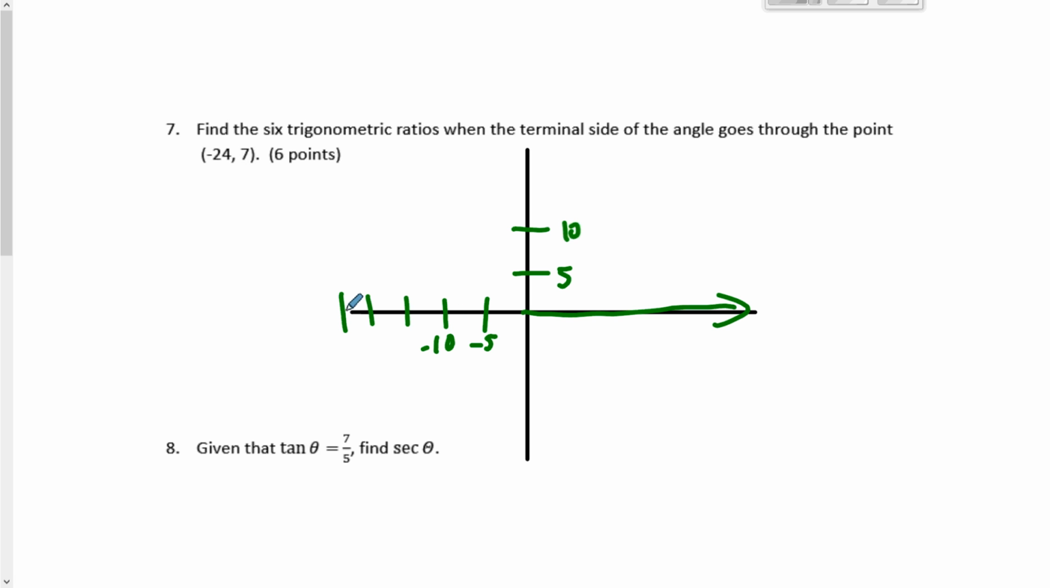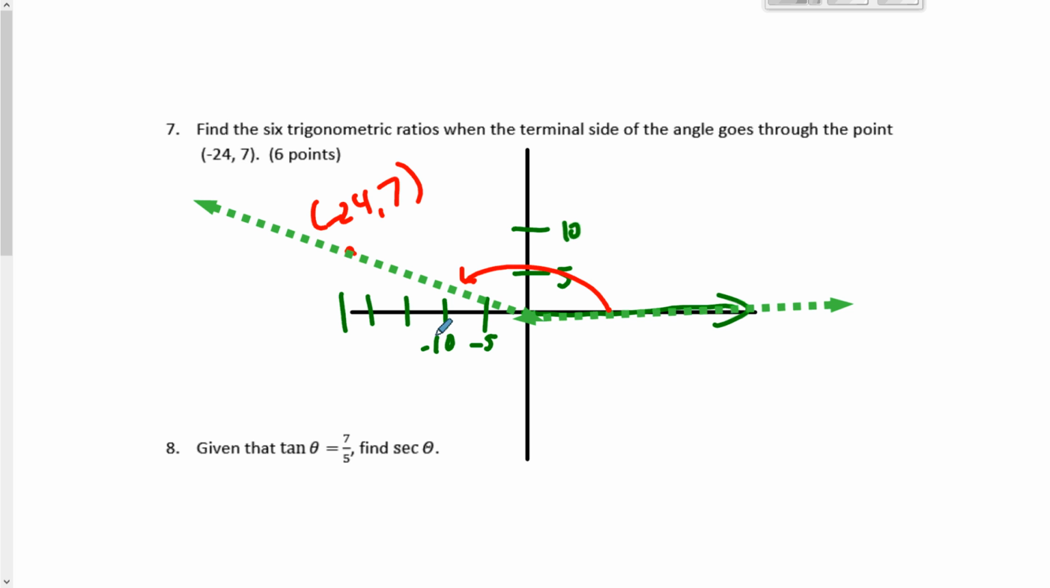And then up here would be negative 24, comma 7. Right, that's my point. And now I can graph. Let me do a better graph. So there's my initial side on the x-axis there, and my angle opens up through that point, right? So my angle goes from here over, right? That's the angle I'm looking at.